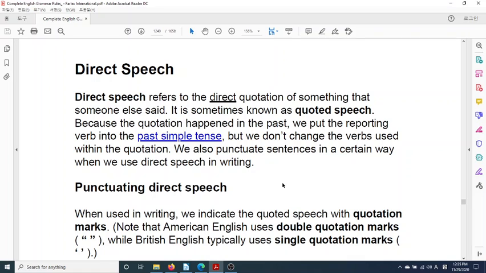Direct speech. Direct speech refers to the direct quotation of something that someone else has said. That means you are using their words. It is sometimes known as quoted speech. Because the quotation happened in the past, we put the reporting verb in the past simple tense. He said. But we don't change the verbs used within the quotation. We also punctuate sentences in a certain way when we use direct speech in writing.